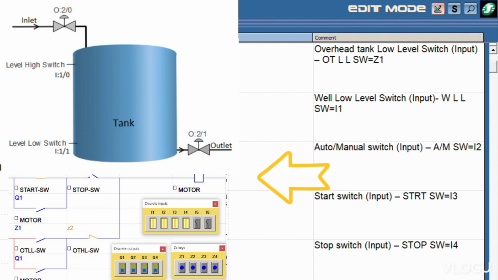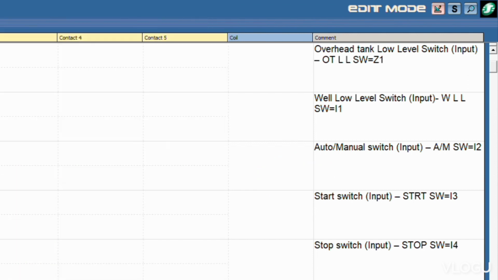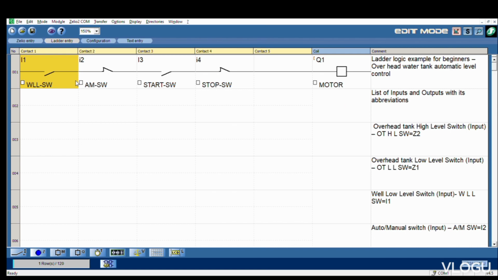This is the description for this drawing language. Now we want to start our drawing: low level switch, AM auto manual switch, this one is start switch, this one is stop, and this one is motor.